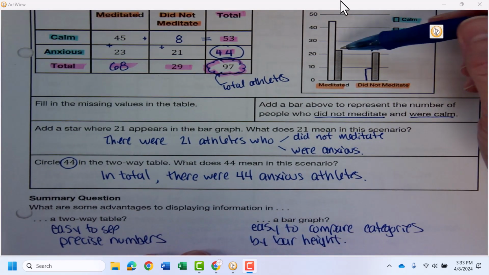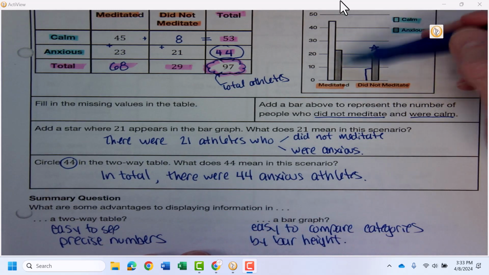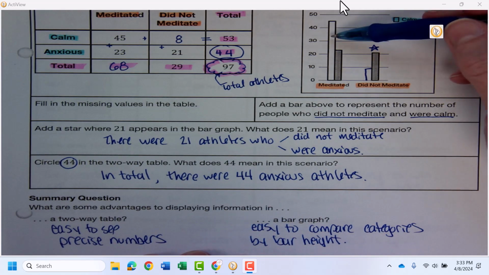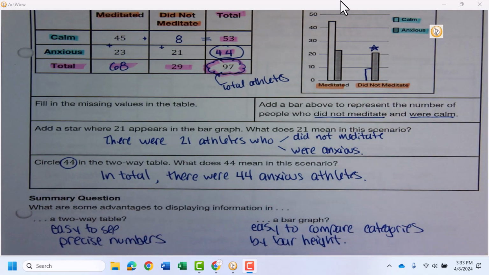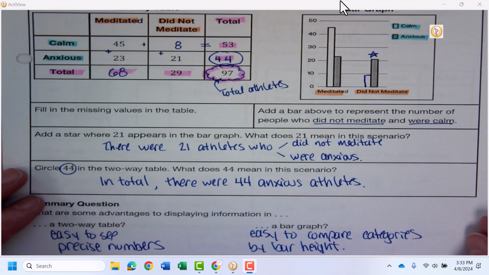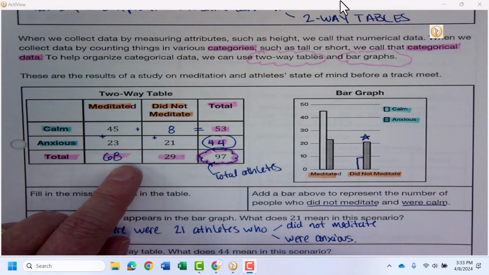Looking at these, it's easy to see that the students that meditated tended to be a lot more calm. That bar is much higher for the students that meditated than for the students that didn't meditate. Really has a calming effect, that meditation. So today we got to look at two new kinds of data displays, two-way tables and bar graphs.